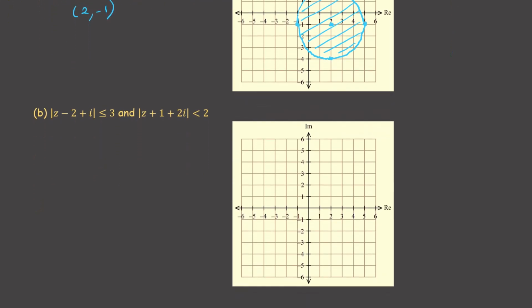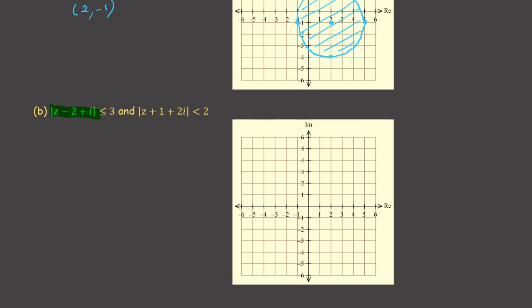Now in the second part here we've got mod z minus 2 plus i is less than or equal to 3, which is the same as what we had in the first part, and mod z plus 1 plus 2i is less than 2. So what I'm going to do, I'm going to start by drawing the boundary that I had for the previous part. So 2, negative 1, and then go 3 units away horizontally and vertically. And let's just draw that boundary on.